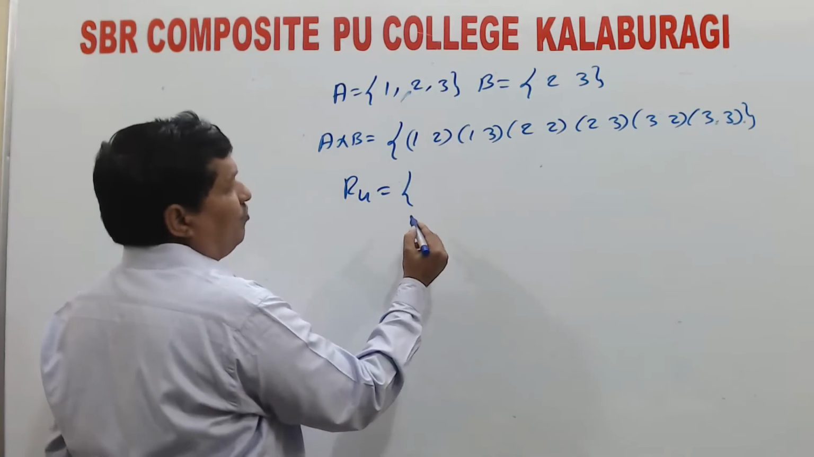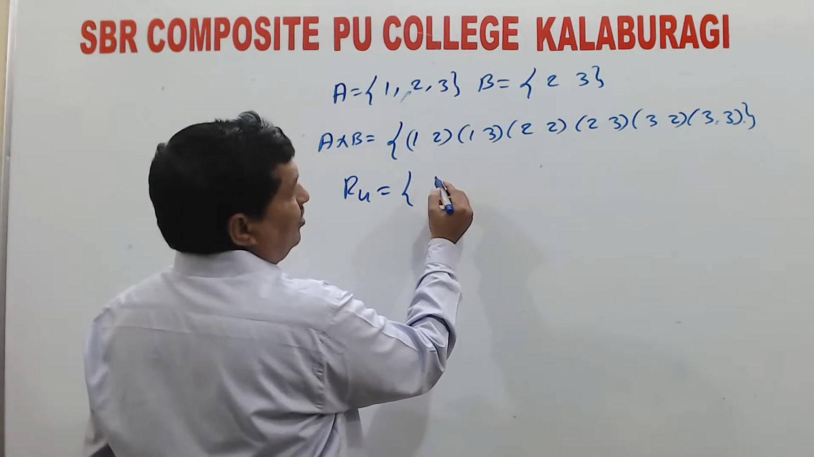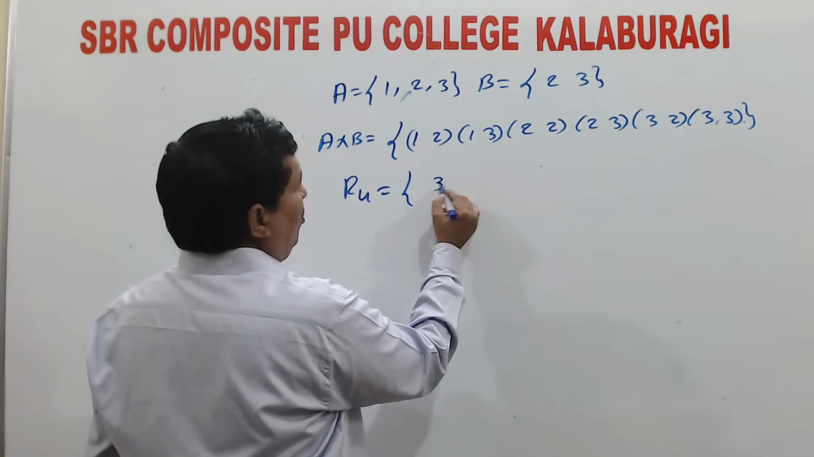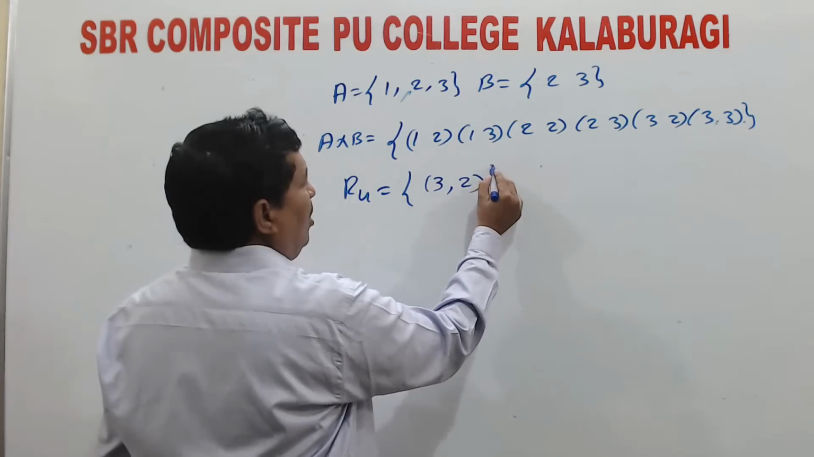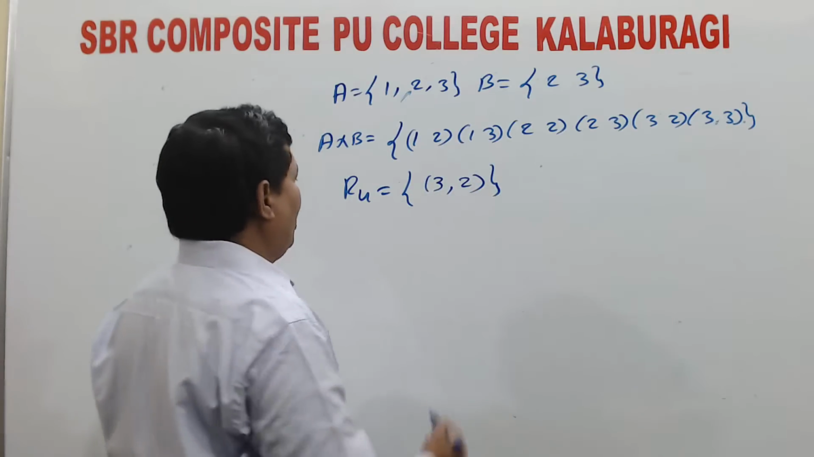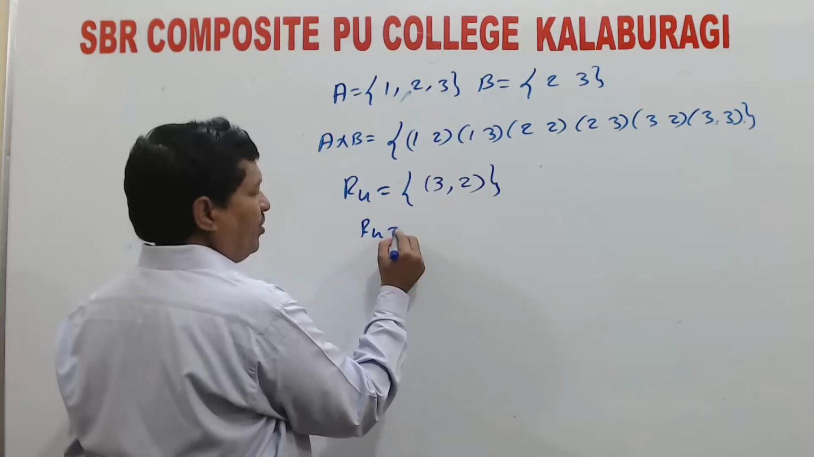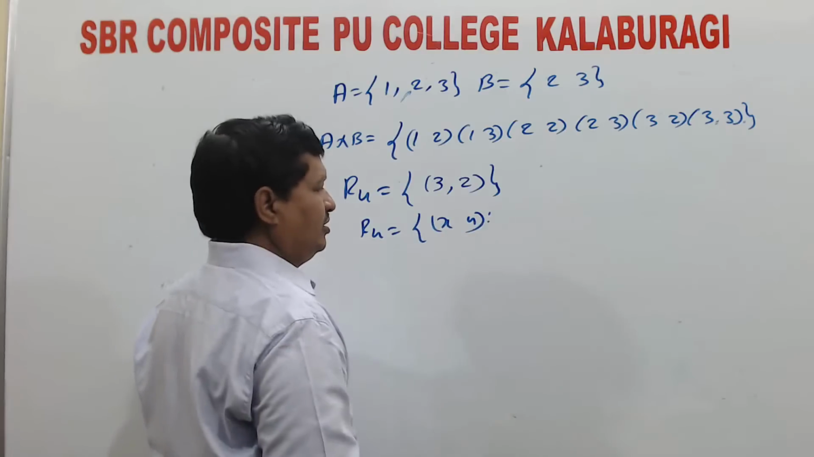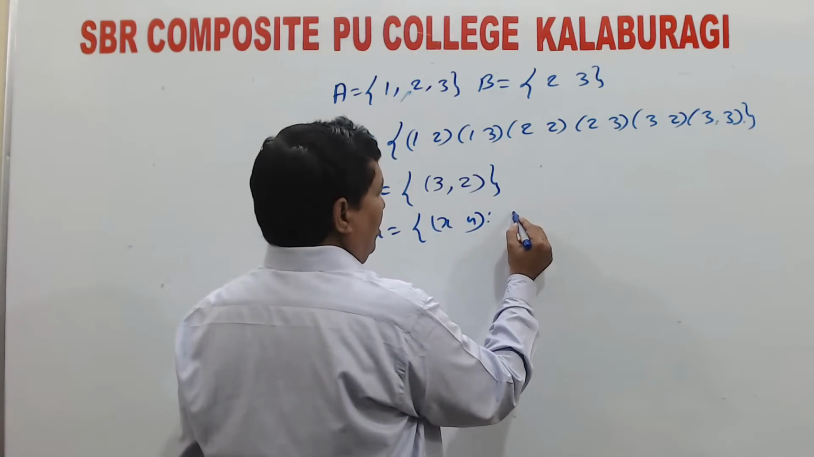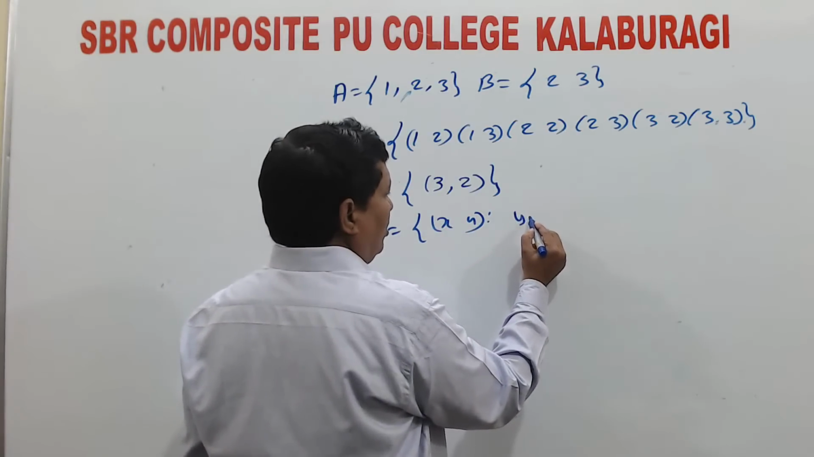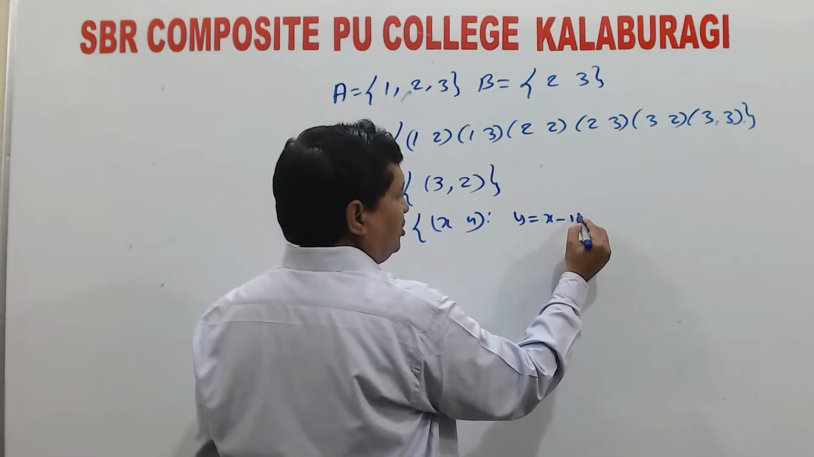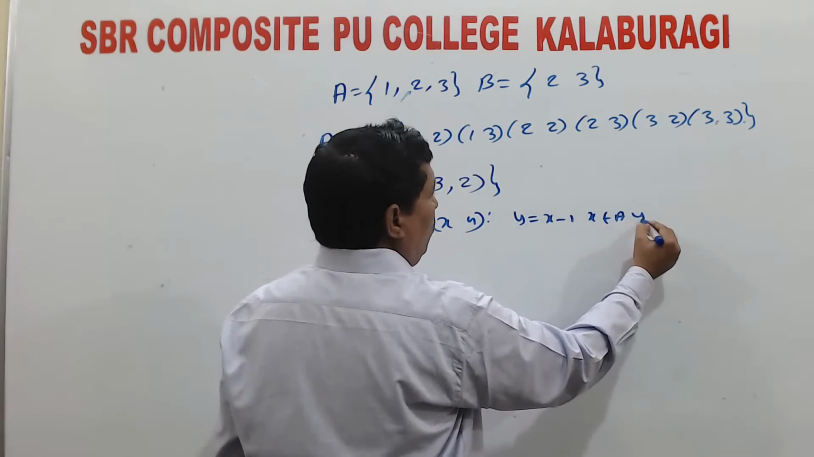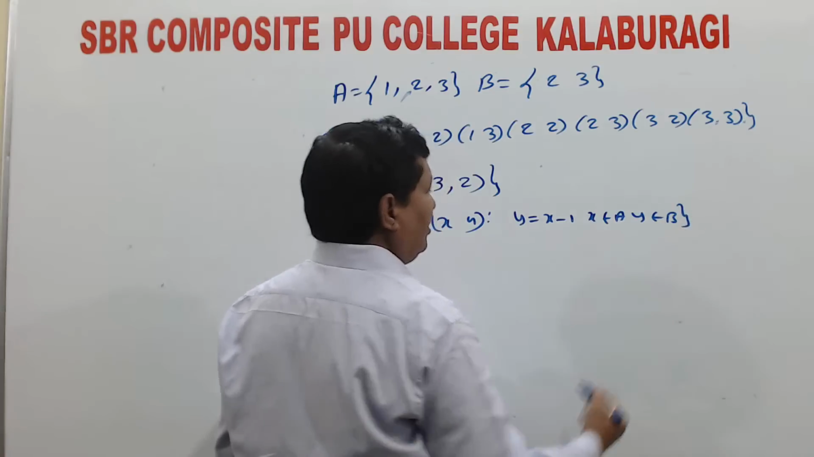R4 equals 3 comma 2. I will write only 3 comma 2. What type of relation is it? R4 equals x comma y such that y equals x minus 1, where x belongs to A, y belongs to B. What type of relation is here?